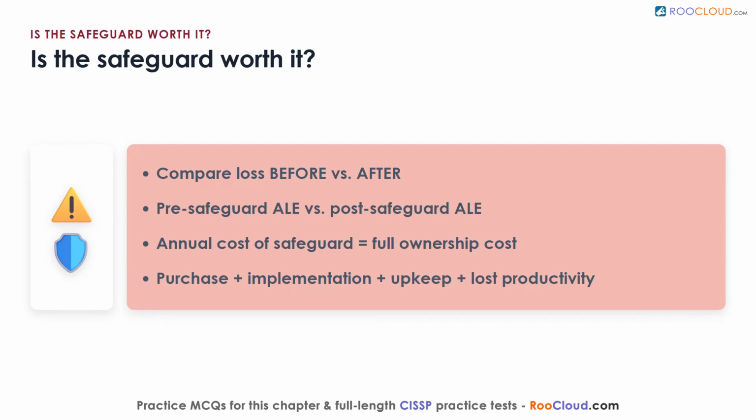You also estimate the annual cost of the safeguard, which is more than the sticker price. It includes purchase, implementation, maintenance, training, and lost productivity. Picture the full yearly cost of owning a guard dog, not just the price of the puppy.